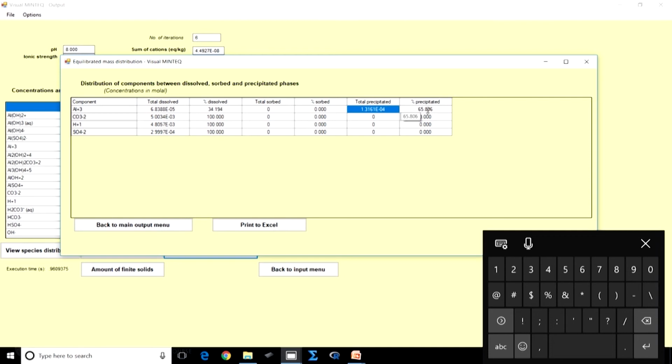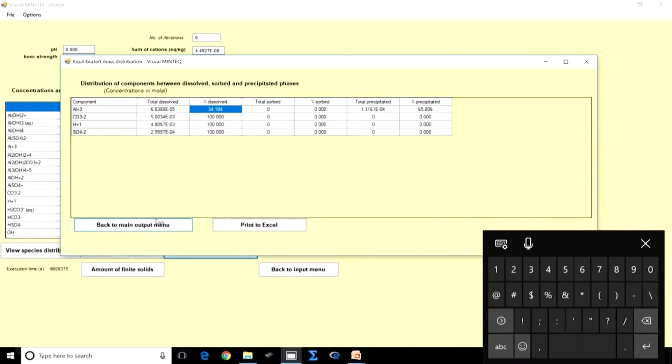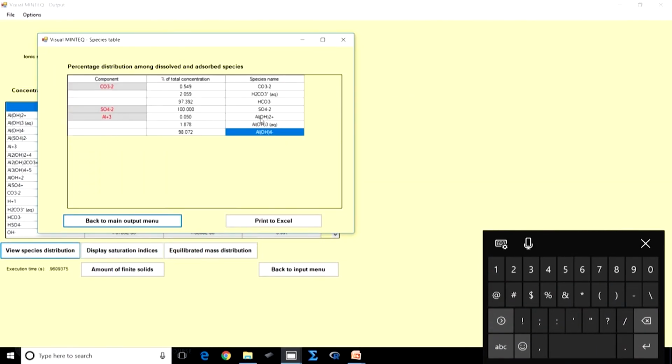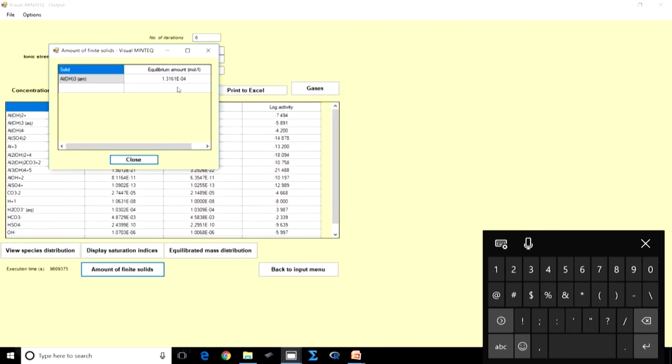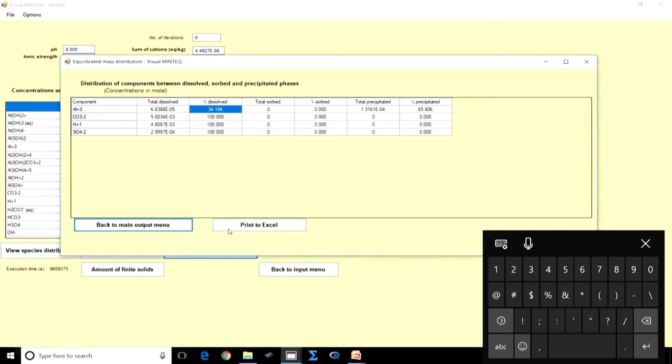So what does that mean? 65% of Al3+ has precipitated out, right? And only 35% of the Al3+ that you put into the solution initially is in the dissolved phase. And within this 35%, what is the form that's predominating? That was Al(OH)4-, right? So that's what we see here. So all these three correspond to only 35% of Al total, and 98% of it is present as Al(OH)4-. And amount of finite solids obviously 1.36 into 10 power minus 4. Mass distribution, right, 34 or 35% as dissolved and 65% as precipitated.